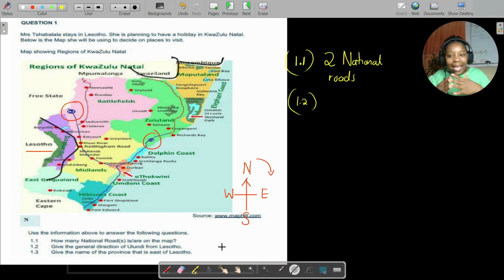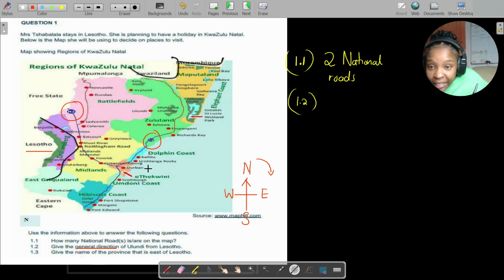So the answers that they're expecting from you in these types of questions, where they're asking you for the general direction, you're either going to say north or east or south or west, or northeast, southeast, southwest, northwest. That is the general direction that they're looking for, right?